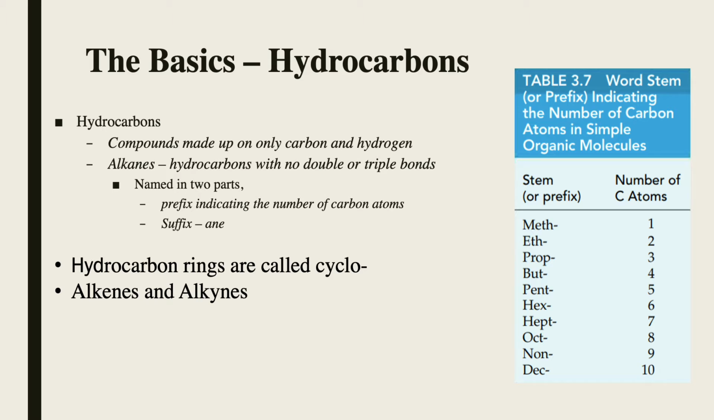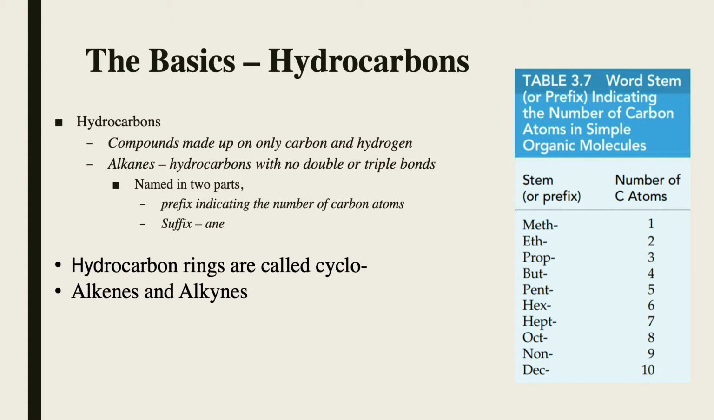We know that they're composed of carbon and hydrogen, and if they have no double or triple bonds, we will call these alkanes. They're named in a two-part system with the stem or prefix pertaining to the number of carbons. So a simple example, if we have 3 carbons, we're going to call that propane. If the hydrocarbons are in rings, we place cyclo in front of the name.